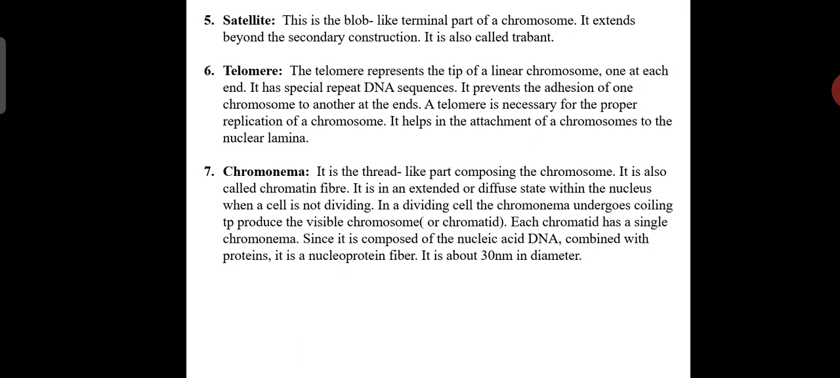So next, satellite body, which is present next to the secondary constriction, right. It is the bulb like terminal part of the chromosome. It extends beyond the secondary constriction. It is also called a trabant here. And next part is telomere. The telomere represents the tip of a linear chromosome, one at each end. It has special repeat DNA sequences. It prevents the adhesion of one chromosome to another at the ends.